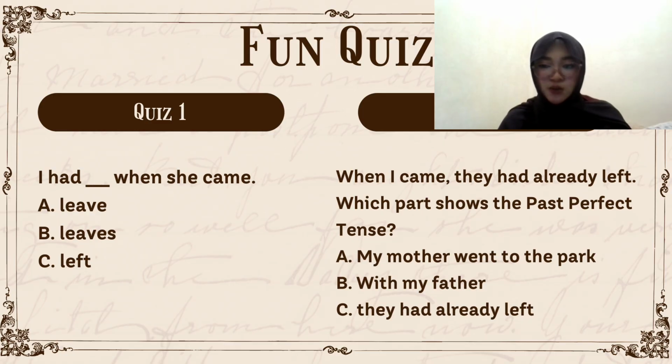Okay, quiz number 2. And for this one, we're looking for the part that uses the past perfect. Okay, the correct answer is C. They had already left, because this part shows the earlier action.